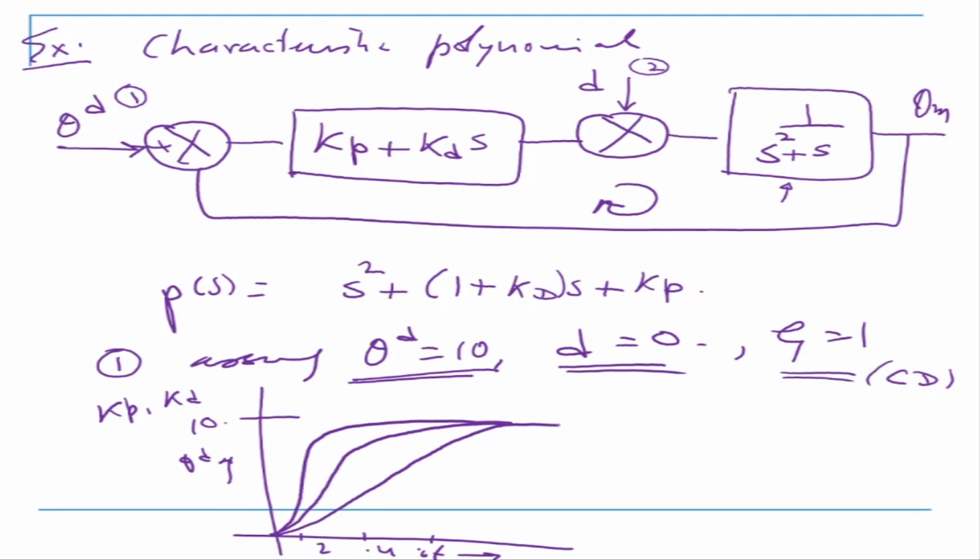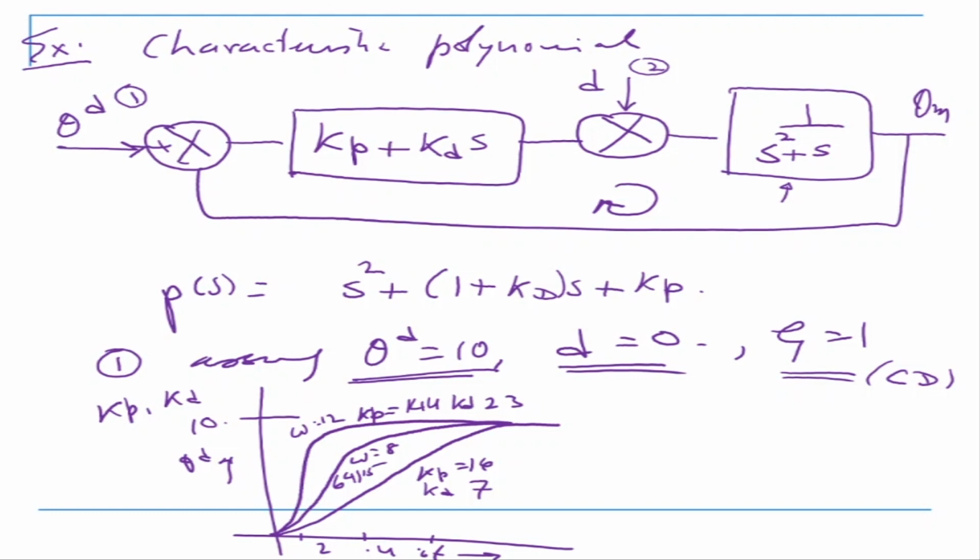So if I plot for different values of Kp and Kd, for omega equal to 4, Kp is 16 and Kd is 7. For omega equal to 12, which is the fastest, Kp was 144 and Kd was equal to 23, and the other one is omega equal to 8, and Kp and Kd are respectively 64 and 15.